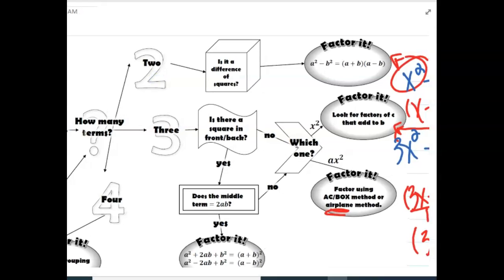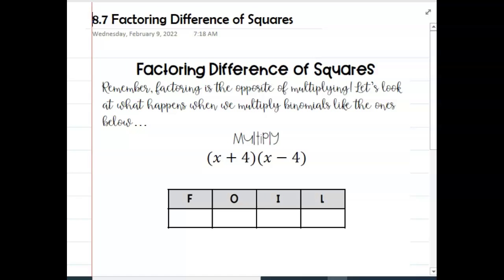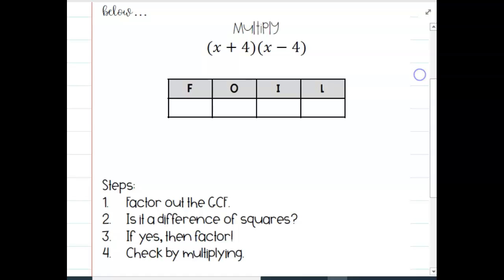Because if you remember, we spent the whole first half of this chapter multiplying, FOILing in the box method. Sometimes there was this special case where when you FOIL something out, you don't end up with 3 terms. You get the F and the L, but the O and the I are always going to cancel out, and that's what we're going to look at here. So, if you remember these ones, if I have x plus 4 times x minus 4, the criteria here, and these ones were super, super easy to multiply, which is nice because it means they're super, super easy to factor.